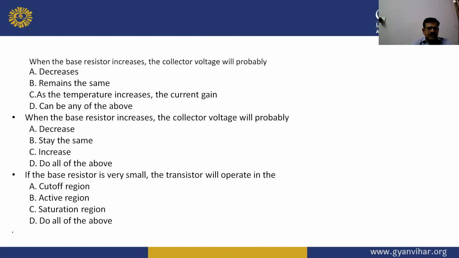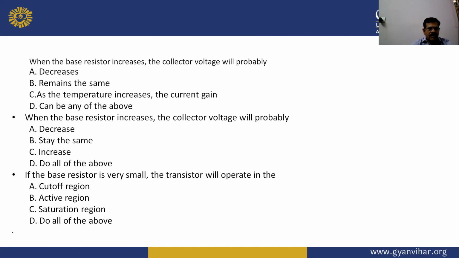Next question: when the base resistor increases, the collector voltage will probably: option A, decrease; option B, remain the same; option C, increase as the temperature increases; and option D, can be any of the above. The correct answer is decrease, because increasing the resistance in the base region affects the collector voltage.